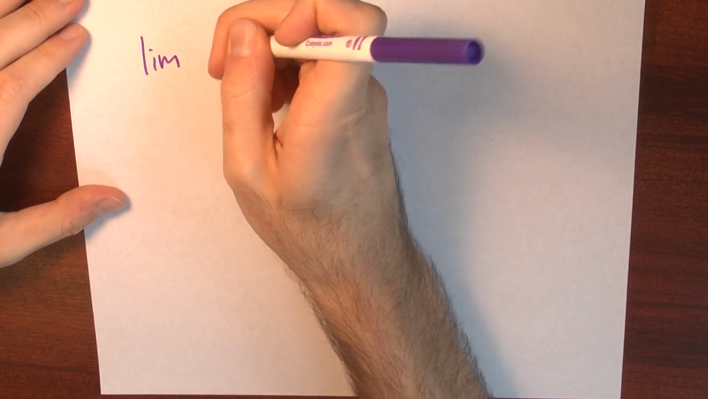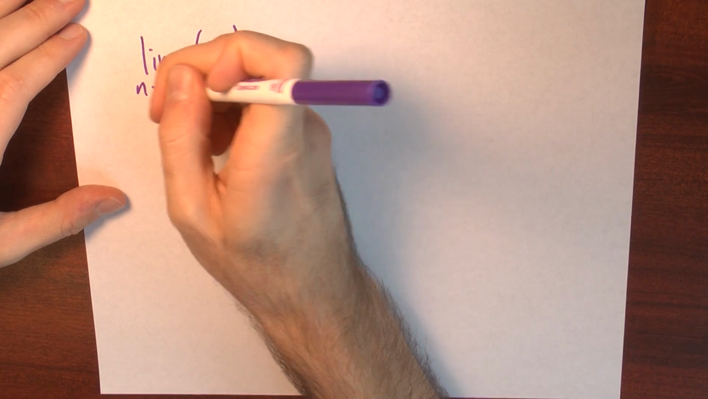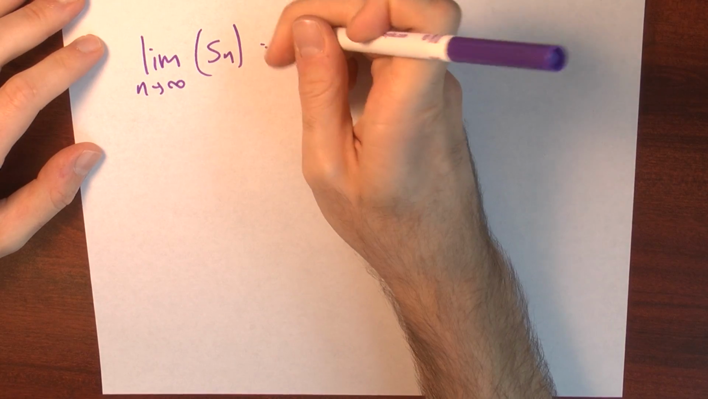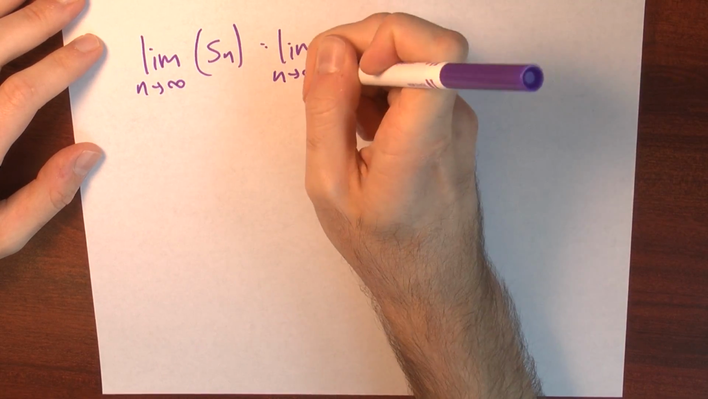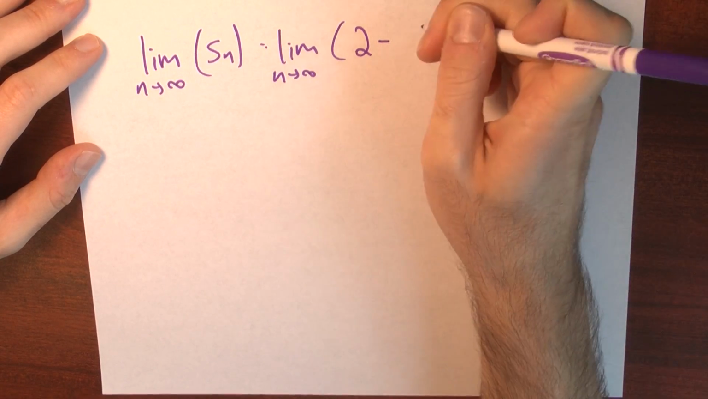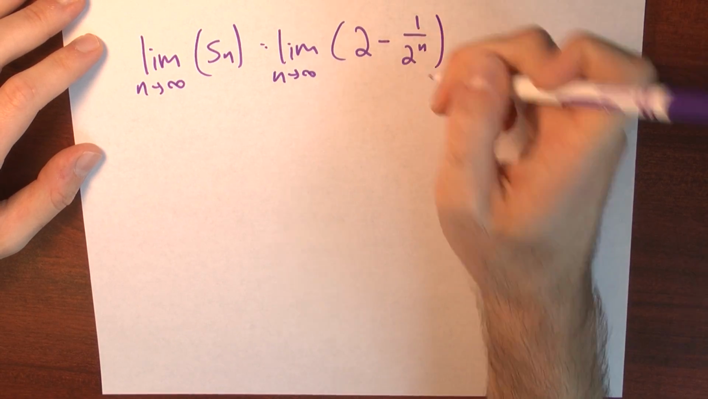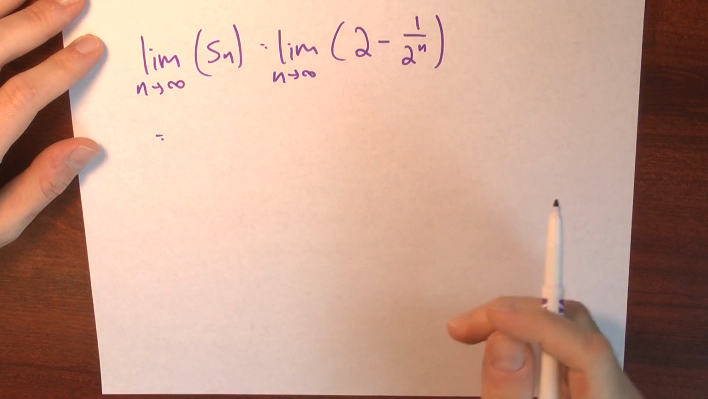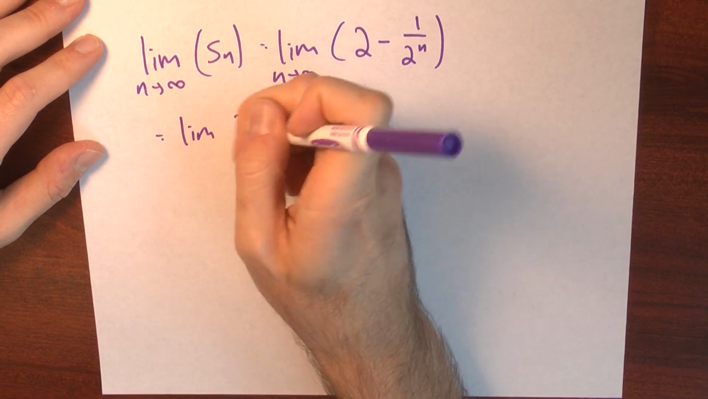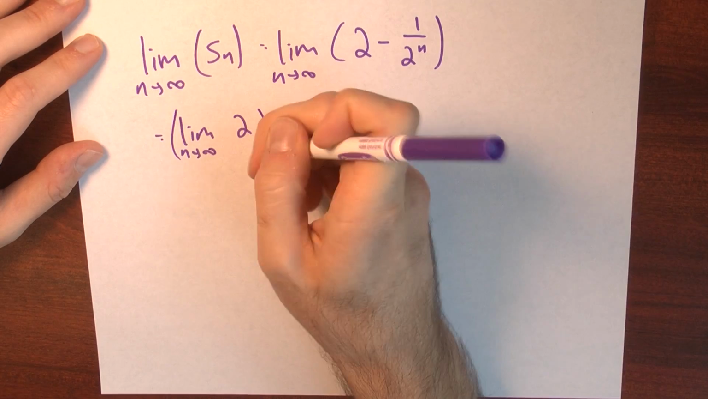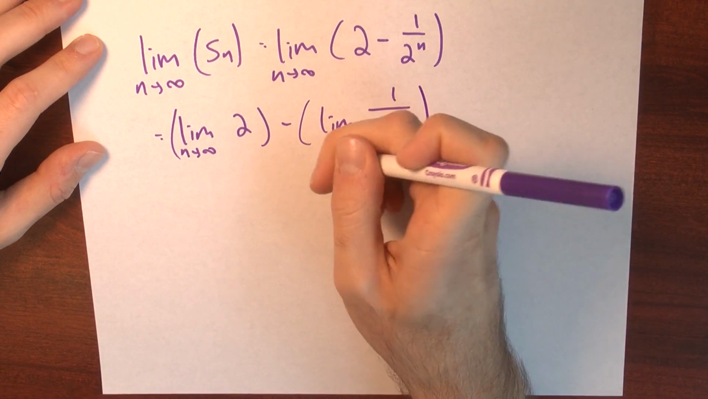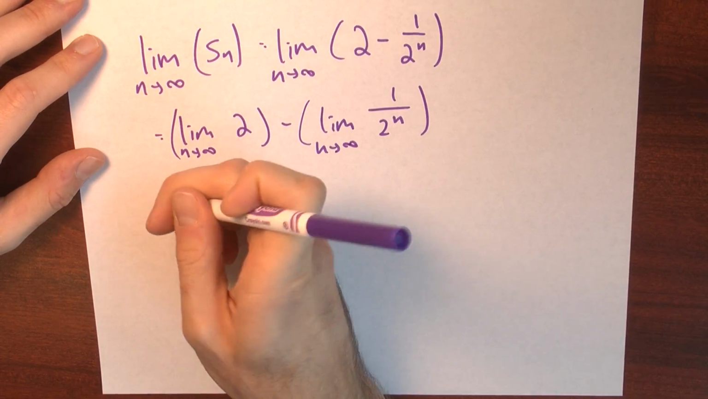Well, here we go. I want to take the limit of S sub n as n approaches infinity, and now I've got that formula for the nth partial sum. So that's the limit as n approaches infinity of 2 minus 1 over 2 to the n. That's a limit of a difference, which is the difference of the limits, provided the limits exist. So this is the limit just of 2 as n approaches infinity minus the limit of 1 over 2 to the n as n approaches infinity.